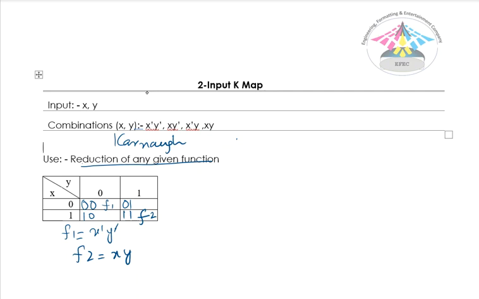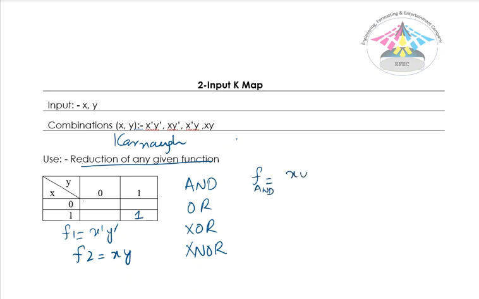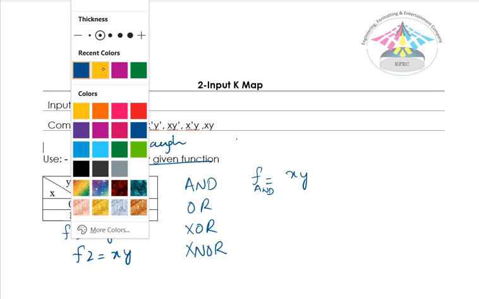Now let's talk about the different gates. We have AND, OR, XOR, and XNOR. For the AND gate, we know that both the inputs should be equal to 1. So this is our AND gate. F AND is equal to XY.